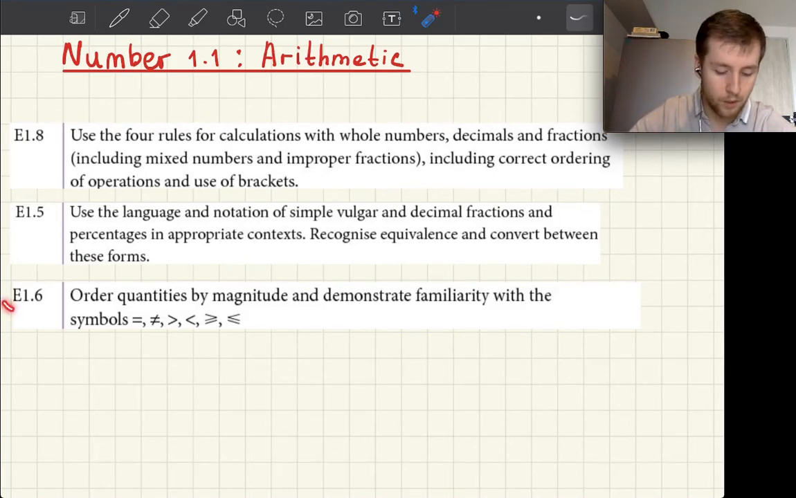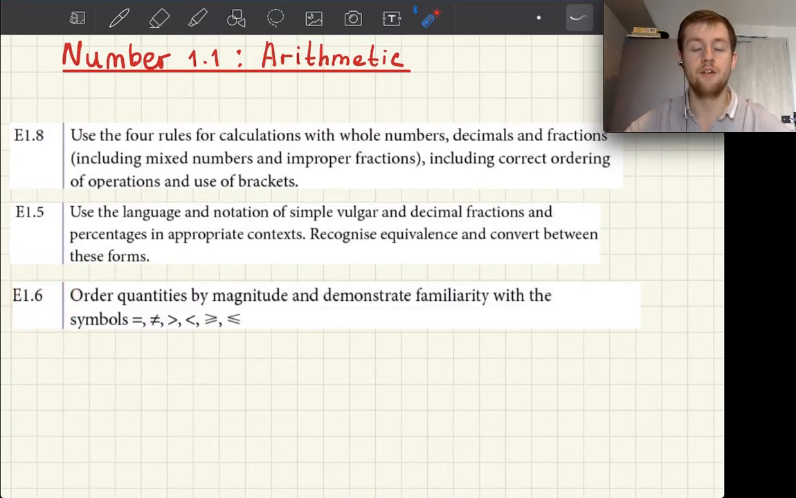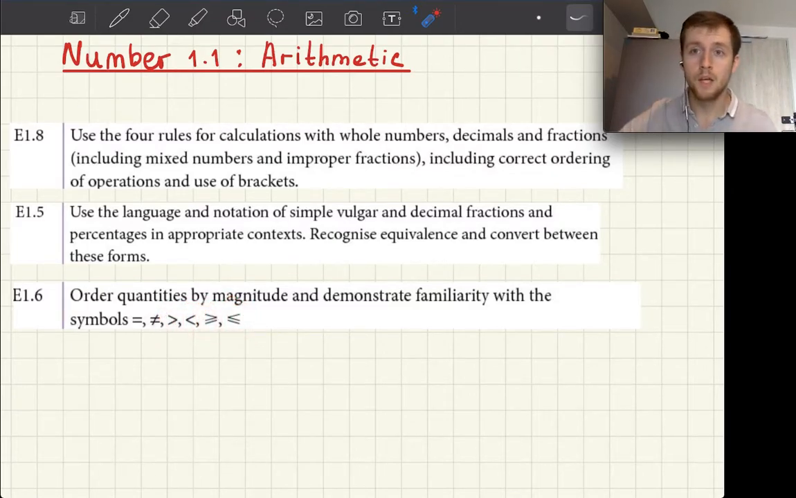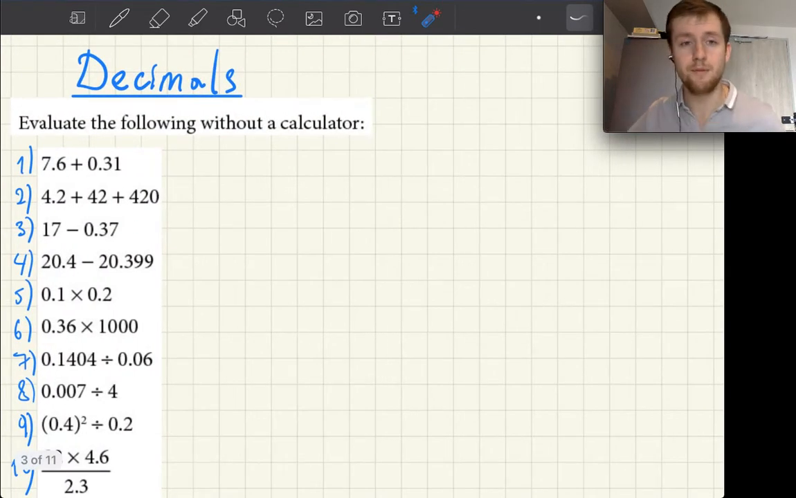And finally, E 1.6 is about ordering quantities by magnitudes and demonstrating familiarity with the symbols equal, not equal, more than, less than, more than or equal, less than or equal. So to put it shortly, we will talk about fractions, decimals, a little bit about percentages, about how they work together and how do they work separately. Let's get started. So we're going to start with decimals.